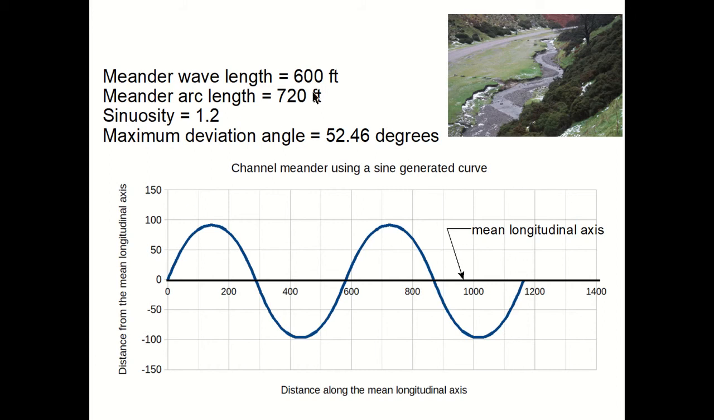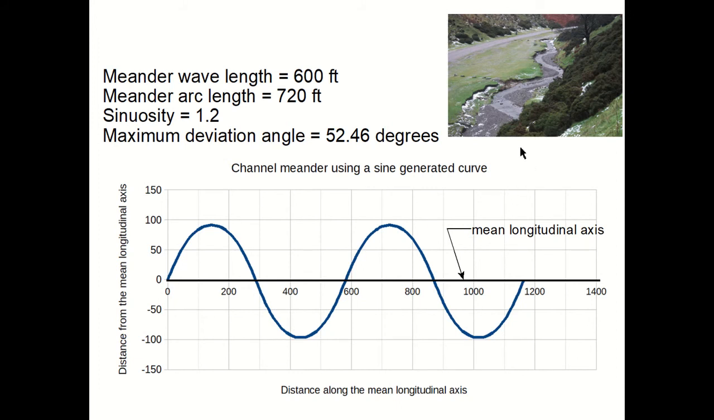Now taking that cosine equation and placing it in a meander wavelength of 600 and a meander arc length of 720, which is the m sub a, we take 720 divided by 600 and we get 1.2. S then will go anywhere from 0 to 720. Omega, the maximum deviation angle, is 52.46, and occurs right when you just start. And then you'll notice it continually changes as you work your way down through the meander path.